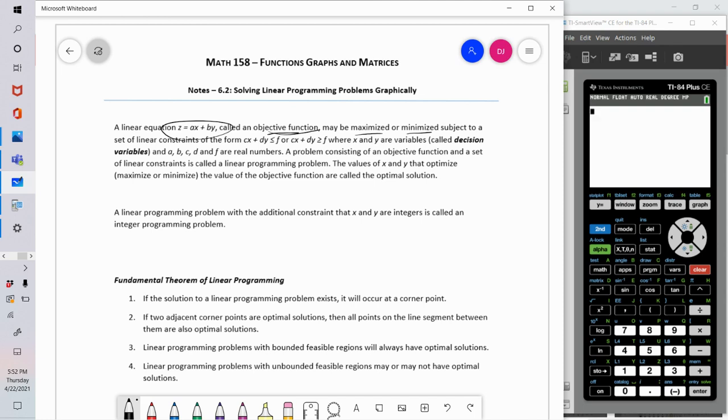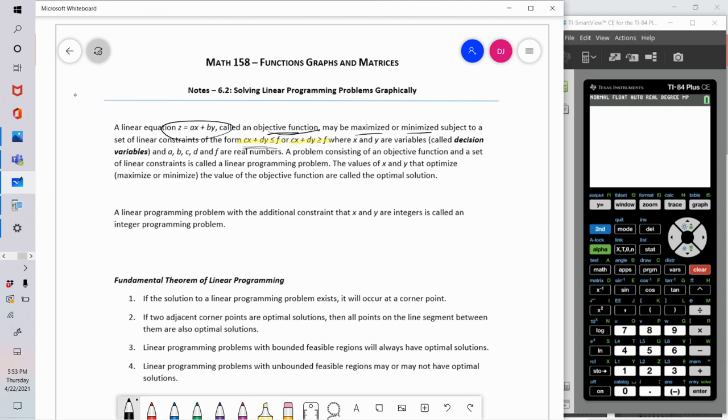Okay, and then we have what we call constraints, linear constraints, that are actually linear inequalities here. You'll notice cx plus dy is less than or equal to f, or cx plus dy is greater than or equal to f. Those inequalities are similar to what we were doing in the previous video in section 6.1. If you've not seen that, go back and watch that video on graphing linear inequalities, where we're graphing regions as well.